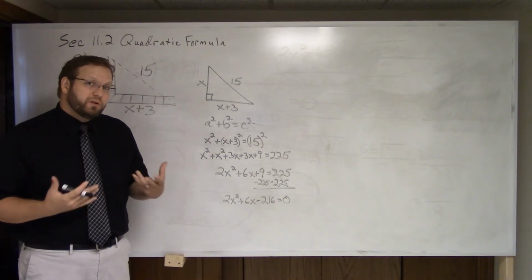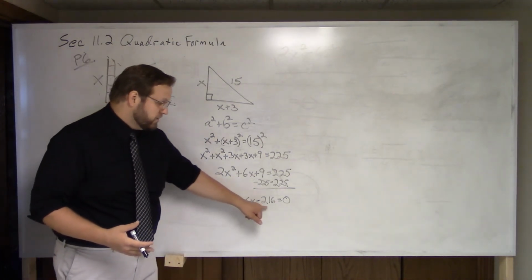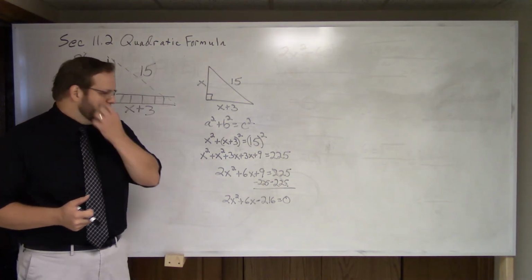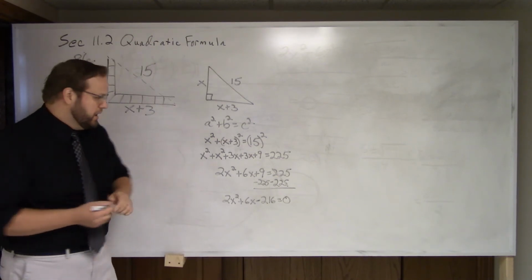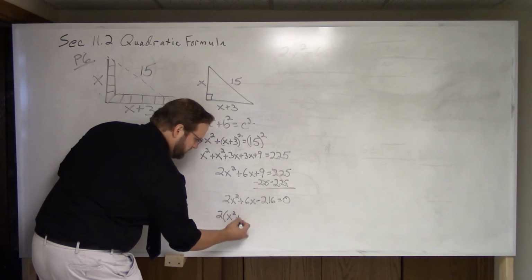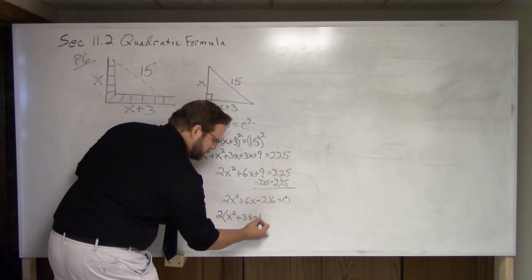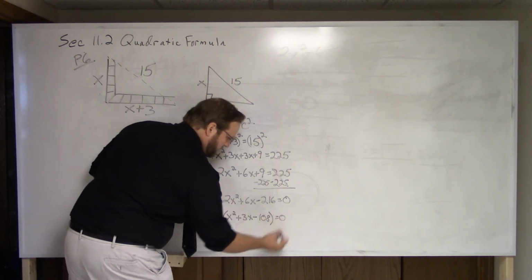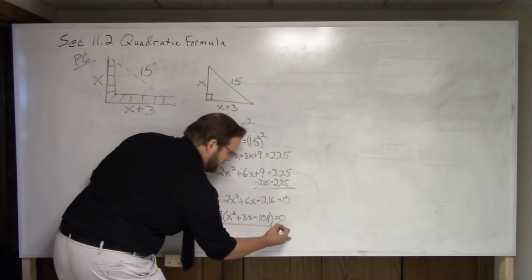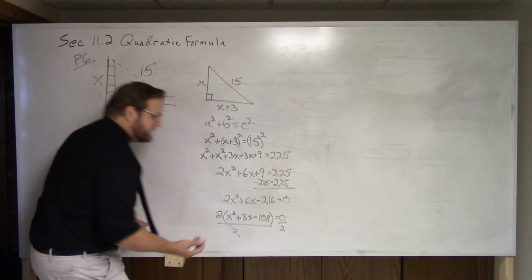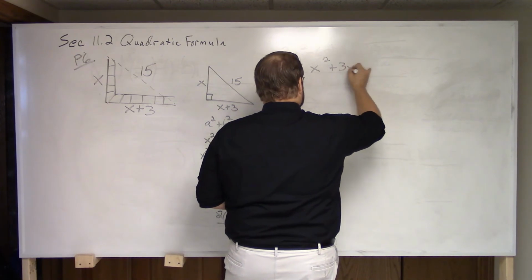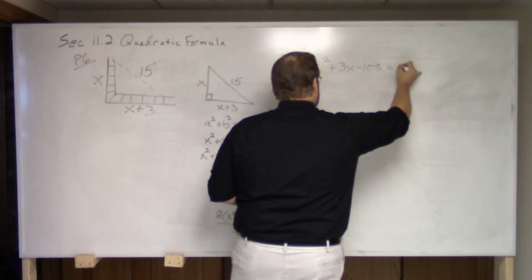What we could do, if you'd like, is factor out a 2 first, just to make the numbers a little bit more manageable. If you're using a calculator, it's really not going to make that much of a difference, but let's say you can't use a calculator on this, okay? Then what I would do is I would take out a 2 to get x squared plus 3x minus 108. Okay, even if we're using the quadratic formula, factoring out that constant of 2 and then dividing it makes the numbers a little bit more manageable. So what we're left with is x squared plus 3x minus 108 equals 0.